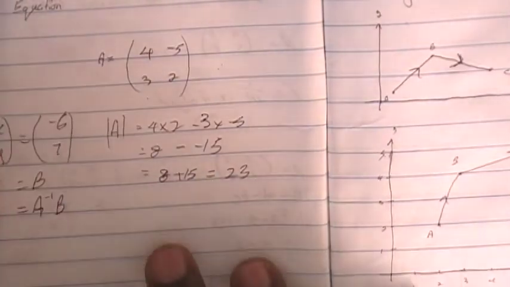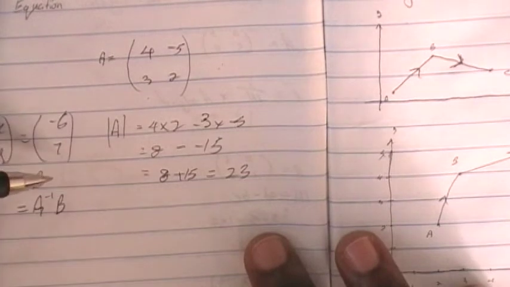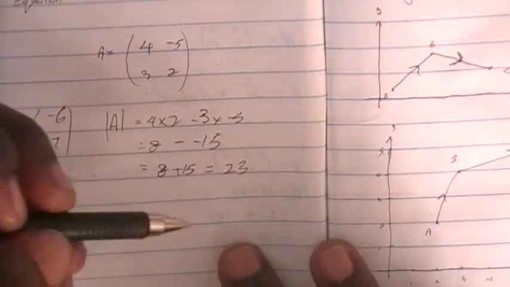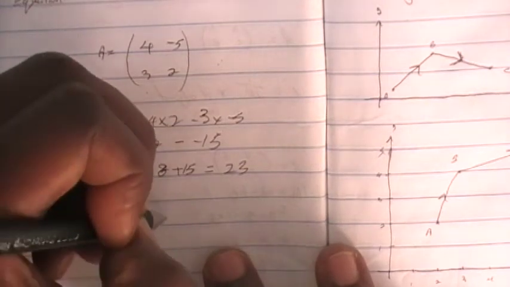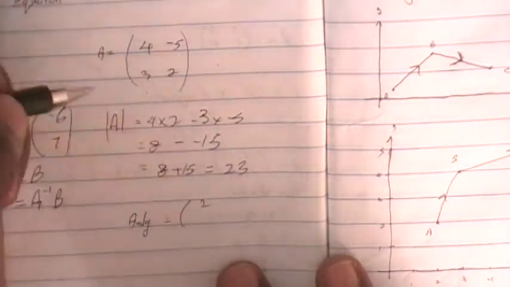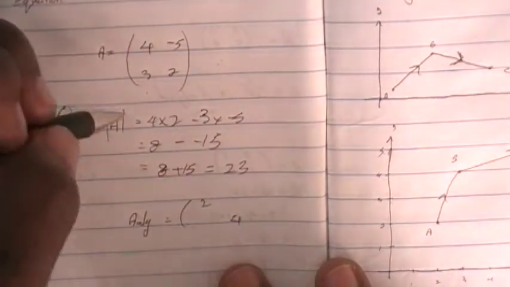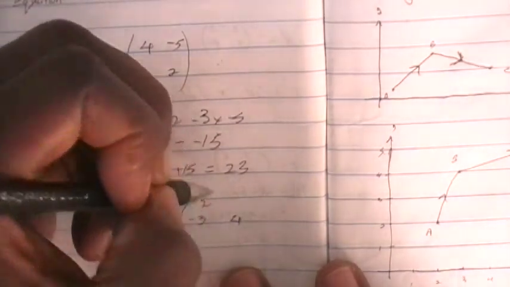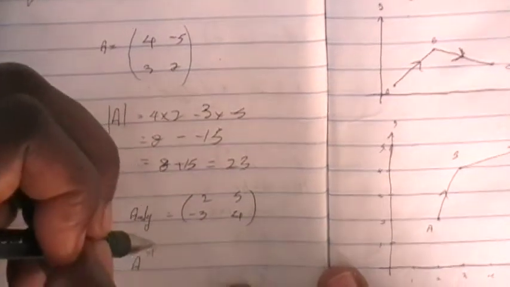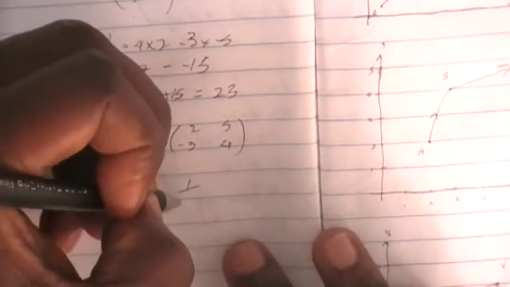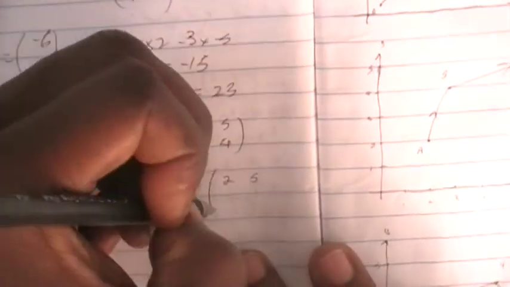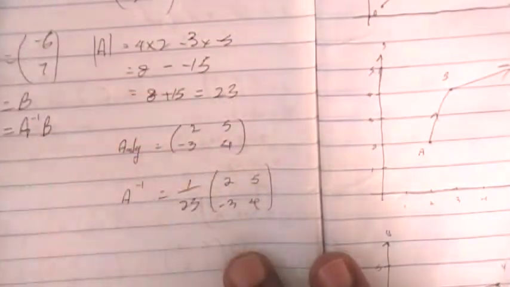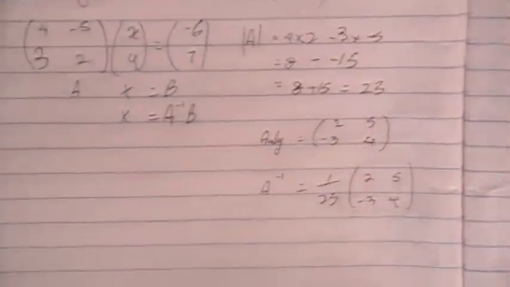Then we need the adjoint. I'm doing it separately because it will look jumbled up if we do it here. So we need the adjoint now. A adjoint is equal to 2 comes here, 4 goes there. This changed to minus 3 and this changed to positive 5. So that's the adjoint. So the inverse of A is equal to 1 over 23 times 2, 5, minus 3, 4. Good. That's the inverse. Let's come back here now.